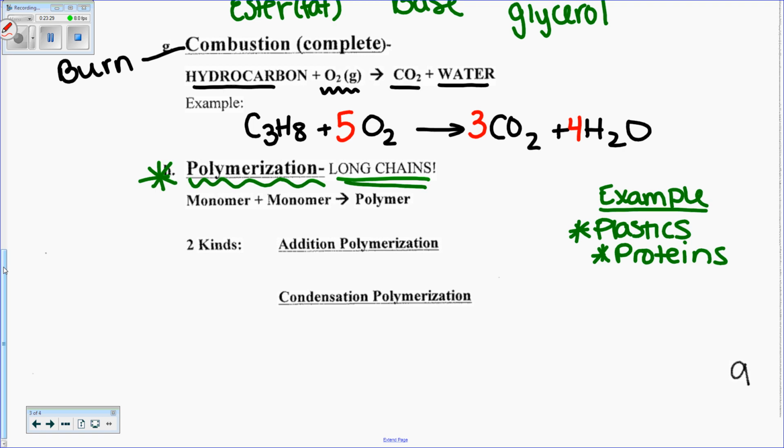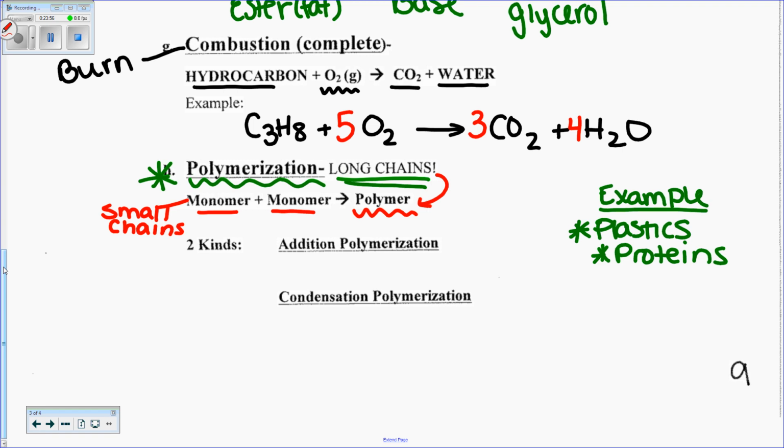So when I look at polymerization, sometimes I'll see these words. I might take a monomer and a monomer. Those are like small chains. And then I make my polymer, which is my really long chain. So if you see that word polymer, that's what you want to think. Monomers are just your small chains. Polymer is your long chain.